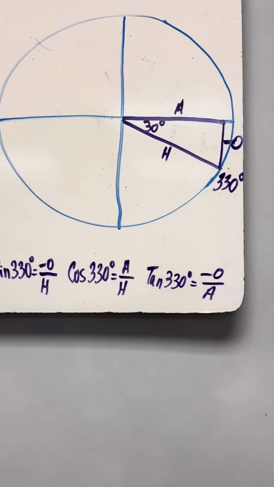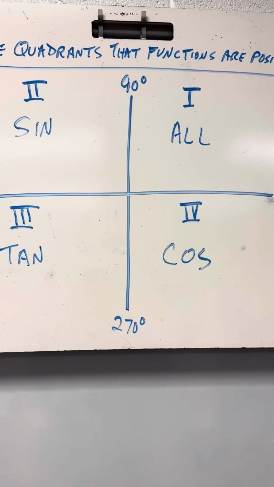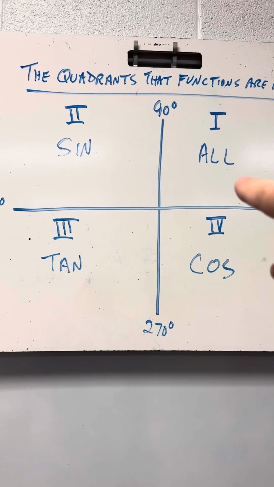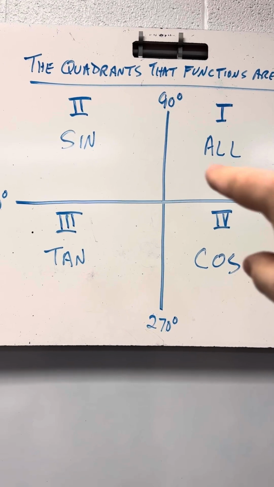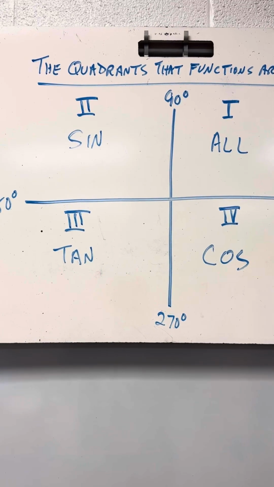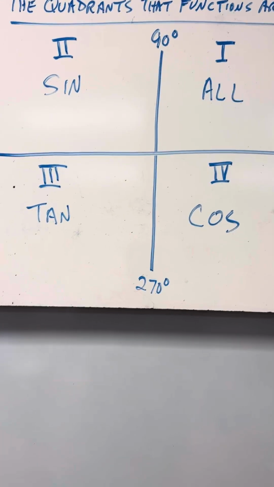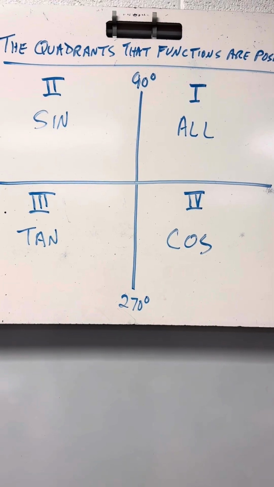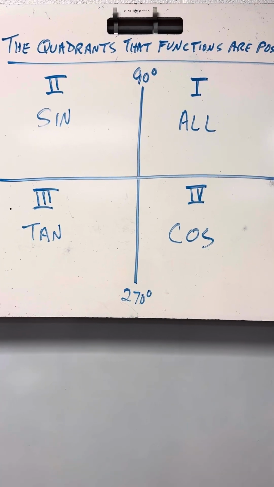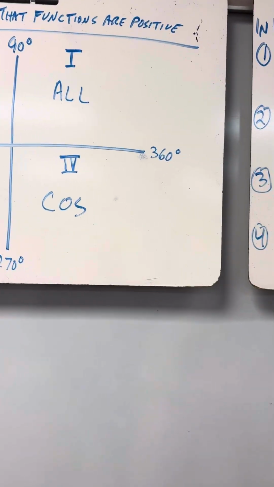Okay, so what we're saying is in the first quadrant, all of them are positive. Sine is positive in the second quadrant. Tan is positive in the third quadrant, and cosine is positive in the fourth quadrant. So your questions look like this today.